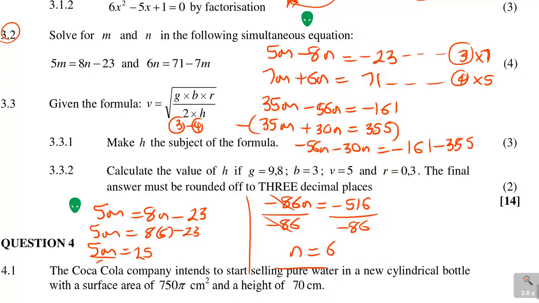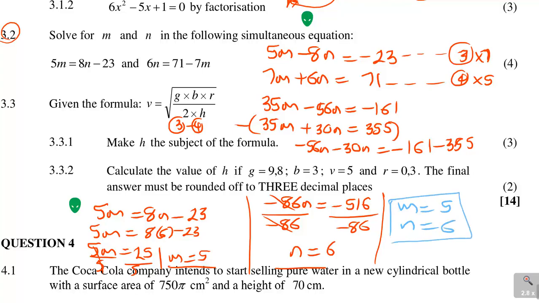So divide by 5, so that m is equal to 25 divided by 5, which is 5. So I've got two values, therefore you can see that my m is equal to 5, my n is equal to 6. These values, I must substitute them in the original and see whether it matches.